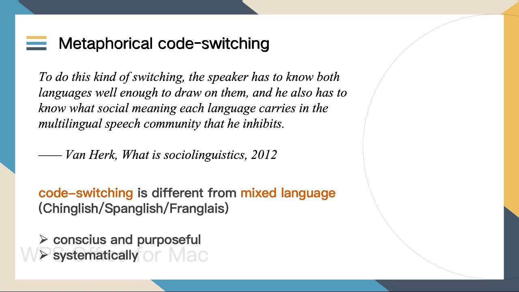Van Heck says that to do this kind of switching, the speaker has to know both languages well enough to draw on them, and he also has to know what social meaning each language carries in the multilingual speech community that he inhabits. Code switching is very different from mixed language like Chinglish or Spanglish. It's conscious and purposeful, and also systematic.